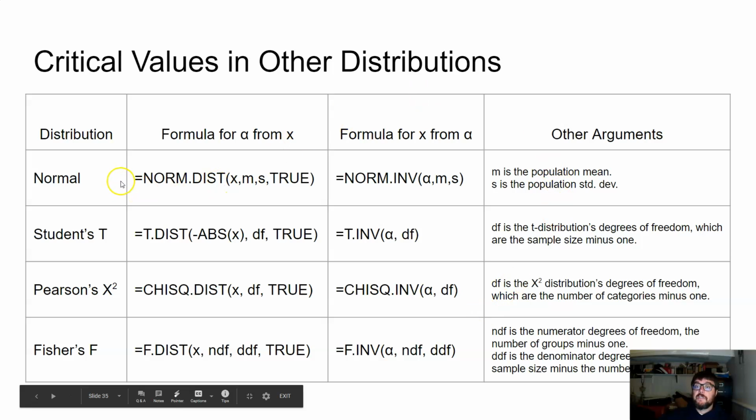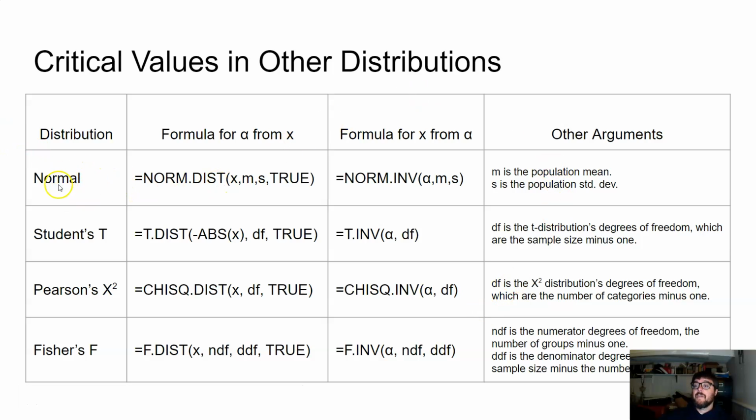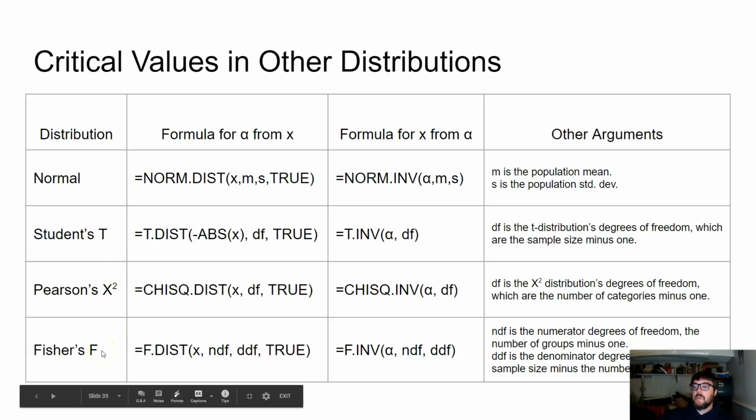Here's how it works for the other distributions we'll use. We hardly will ever use a normal distribution. We'll use a student's t a lot whenever we're comparing the means of two groups. We use Pearson's chi-squared when we're looking at the difference between observed and expected in discrete variables. And we use Fisher's f when we're comparing the means of more than two groups at a time.